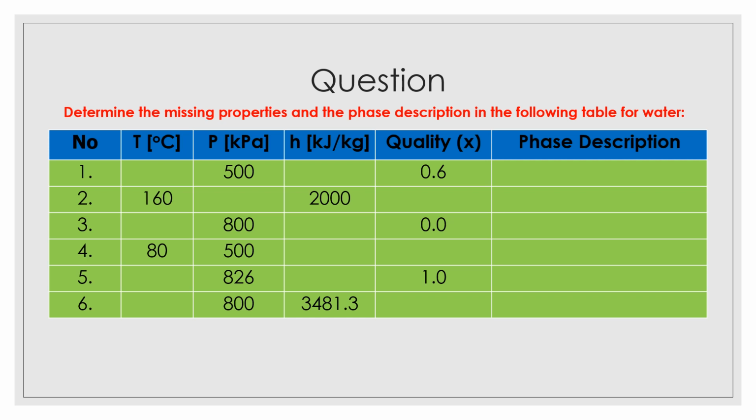We are given temperature, pressure, enthalpy, quality, and phase description. So let's say the question gives us another type of property such as internal energy denoted by U or specific volume denoted by V. So we can also determine or solve the problem accordingly based on the same approach.